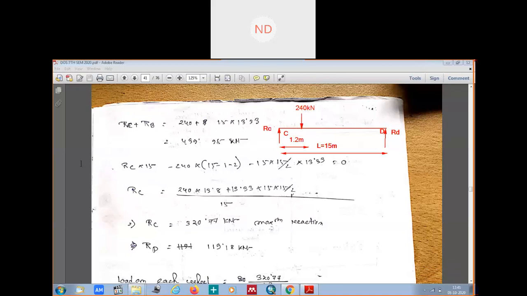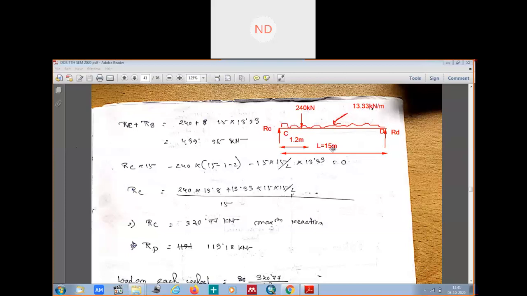And we have got our UDL also. Just now we took the total load 200 divided by the total span. We got our UDL to be 13.33 kilonewton per meter. This was the UDL of the total load.